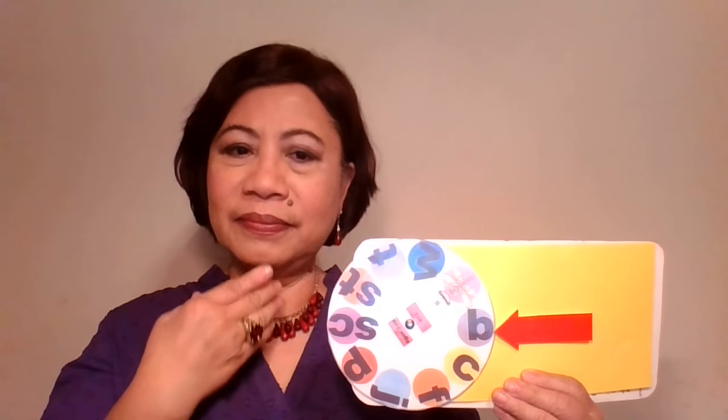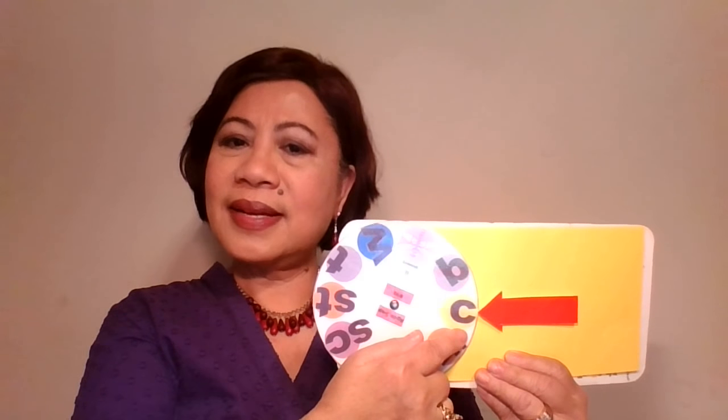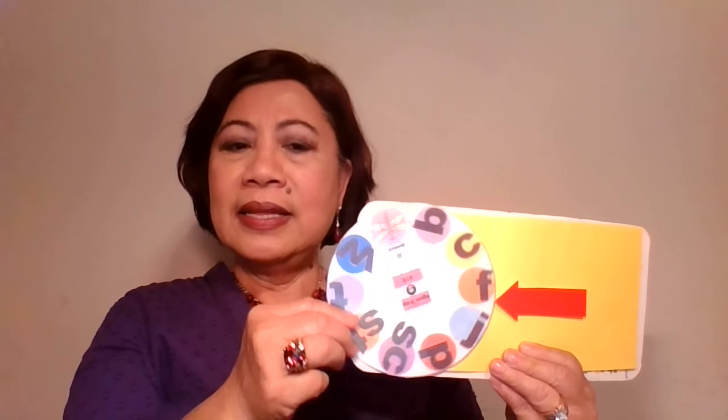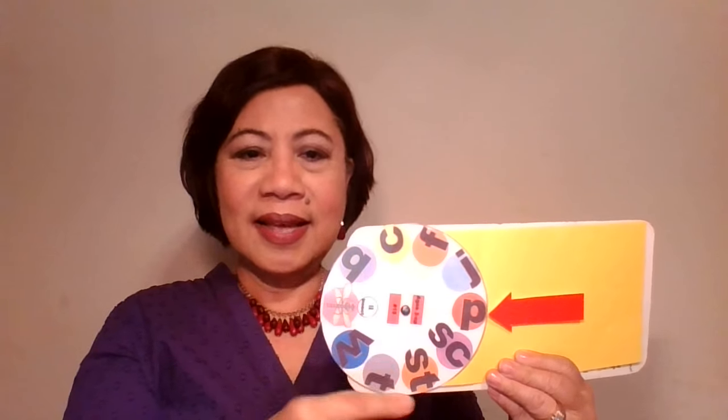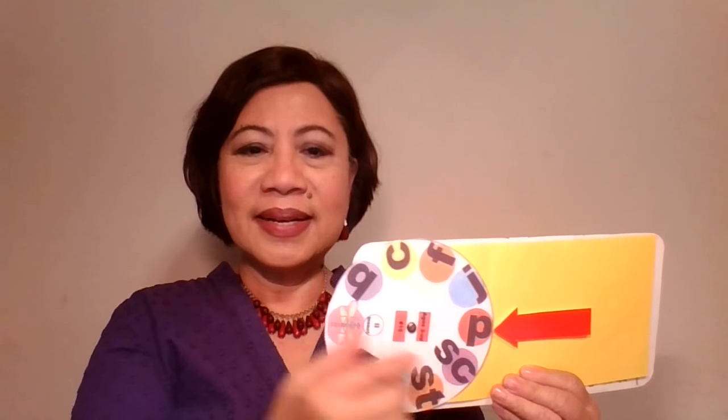My turn. This is letter B. B says b, b, b. This is letter C. C says k, k, k. This is letter F. F says f, f, f. This is letter J. Letter J says ch, ch, ch. This is letter P. P says p, p, p.